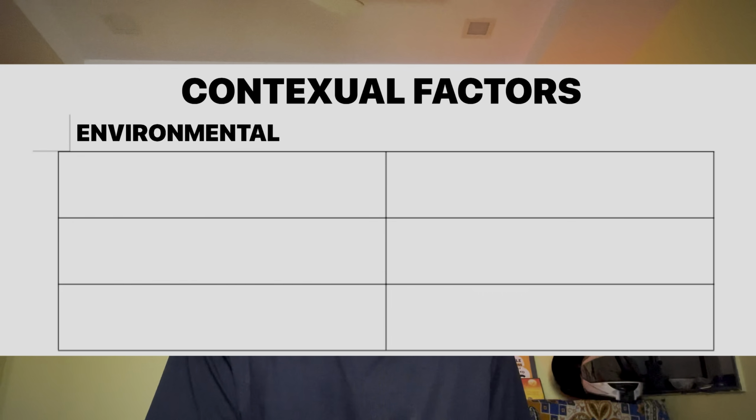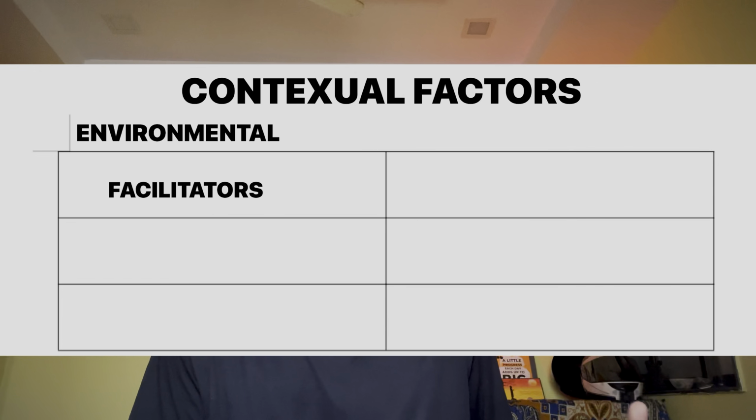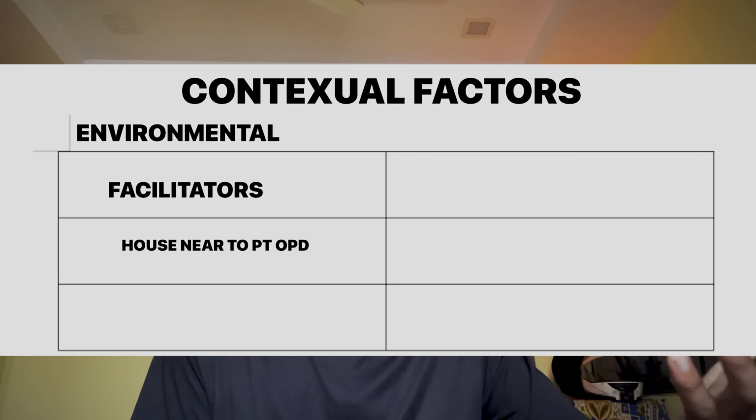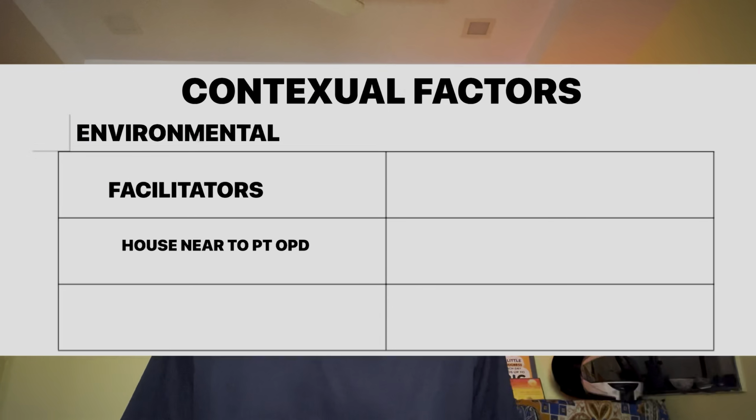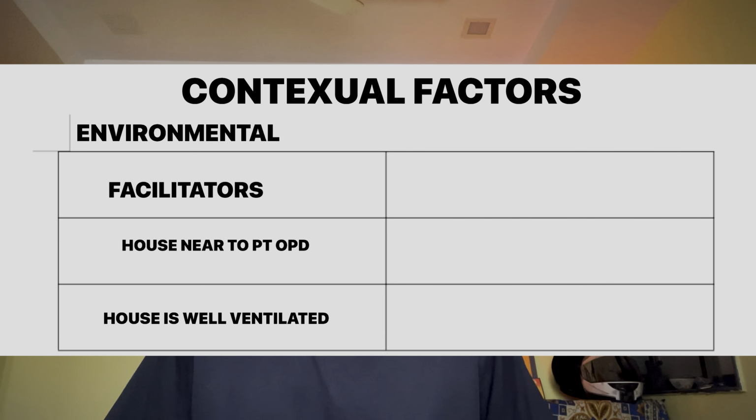Now talking about environmental factors, what all factors are there in the environment which can help in good prognosis of the patient or else which can hamper the patient's prognosis. Now talking about the positive aspects, that is the environmental facilitators. One of the environmental facilitators may be that the patient may have his house near to the physiotherapy OPD. So you can write that the distance between the patient's house and OPD is less. Also in case of some cardiorespiratory conditions, we can say that the patient's house is well ventilated. So it is one of the environmental facilitators.